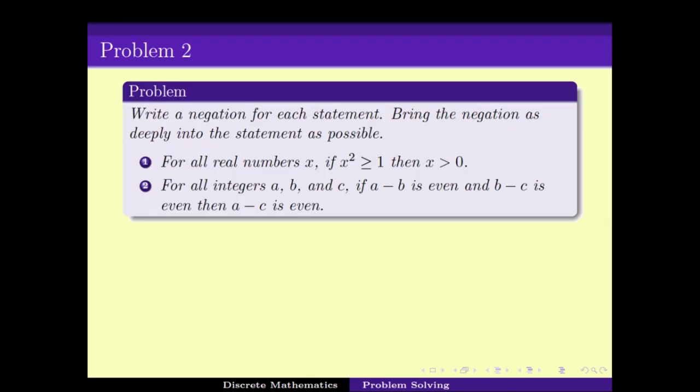Okay, now moving on, let's go to the second problem. The second problem says to write a negation for the following statements. Let's look at the first one. The first one says that for all real numbers x, if x squared is greater than or equal to 1, then x is not equal to 0.